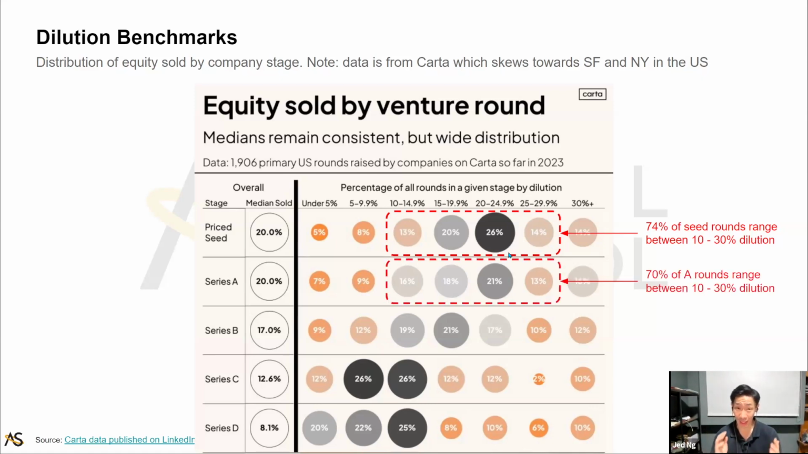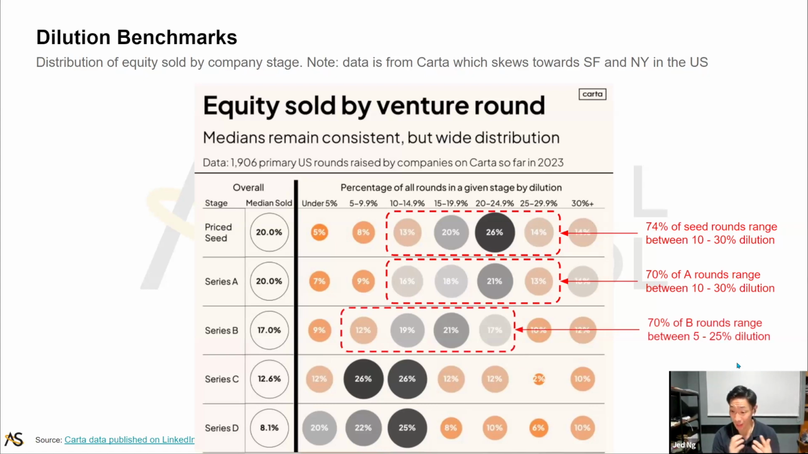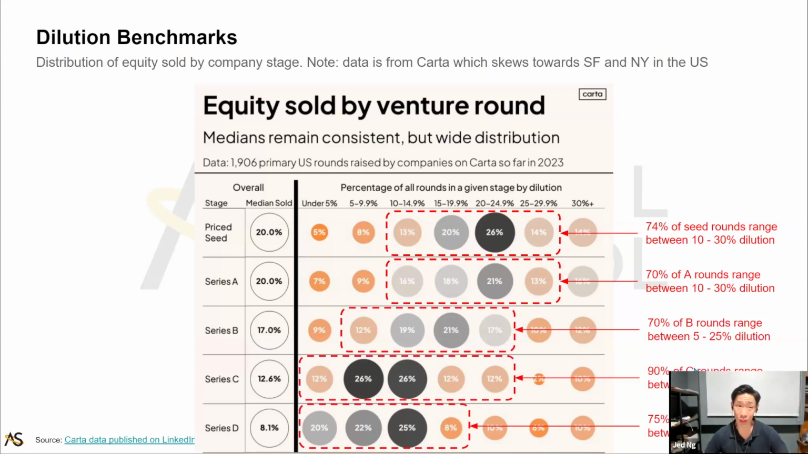If you look at Series A, again, between 10 and 30%, with 20 being the average, we see 70% of companies falling in this range. And at Series B, with a median of 17%, and looking at a range of 5 to 25, we see 70% of companies. And similarly at Series C and Series D, right? So my point is, even though there is a median or an average, there's actually a very wide degree of variance on dilution, and this can have a very big impact on your returns.